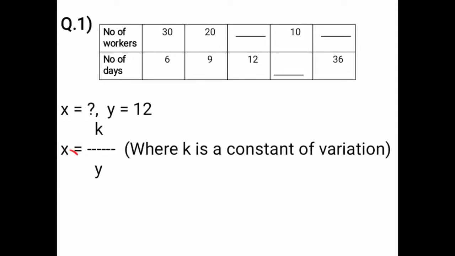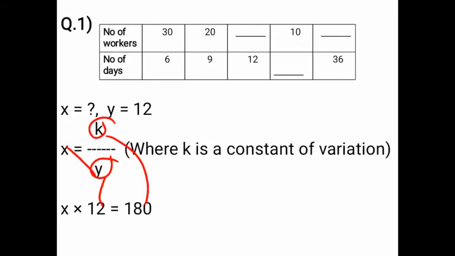Now cross multiply this. Write in cross multiplication form, that is, x into 12 is equal to 180. I wrote in cross multiplication form: the value of y I substituted here, then the constant of variation I wrote here, according to the cross multiplication method. Now multiply this, x into 12. 12x is equal to 180.